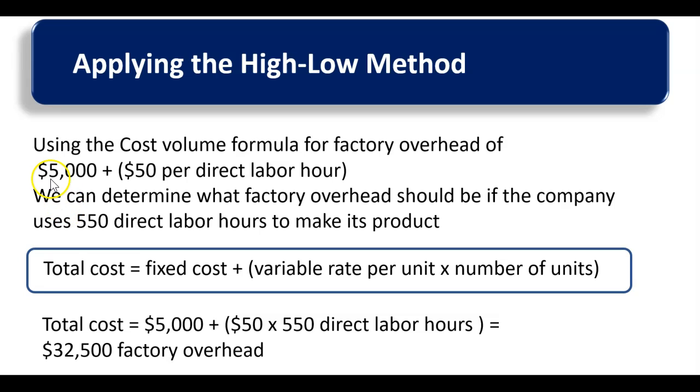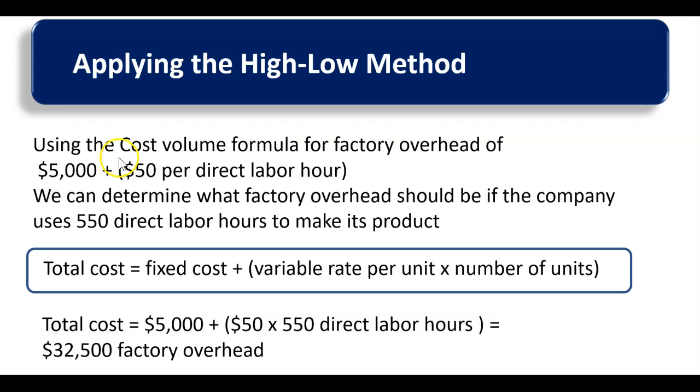So let's use that cost volume formula we just calculated in our prior example to apply towards a flexible budget. A flexible budget is adjusted to whatever our actual activity level or our actual number of units produced is. So we could find out what our factory overhead should be if the company uses 550 direct labor hours. In our example, we're going to follow our cost volume formula, which is total cost equals fixed cost plus variable cost. That's going to be 5,000 fixed cost plus our variable rate of $50 multiplied by the actual direct labor hours we used in the coming month. In this example, we're going to multiply by 550 direct labor hours. This gives us a result of $32,500.